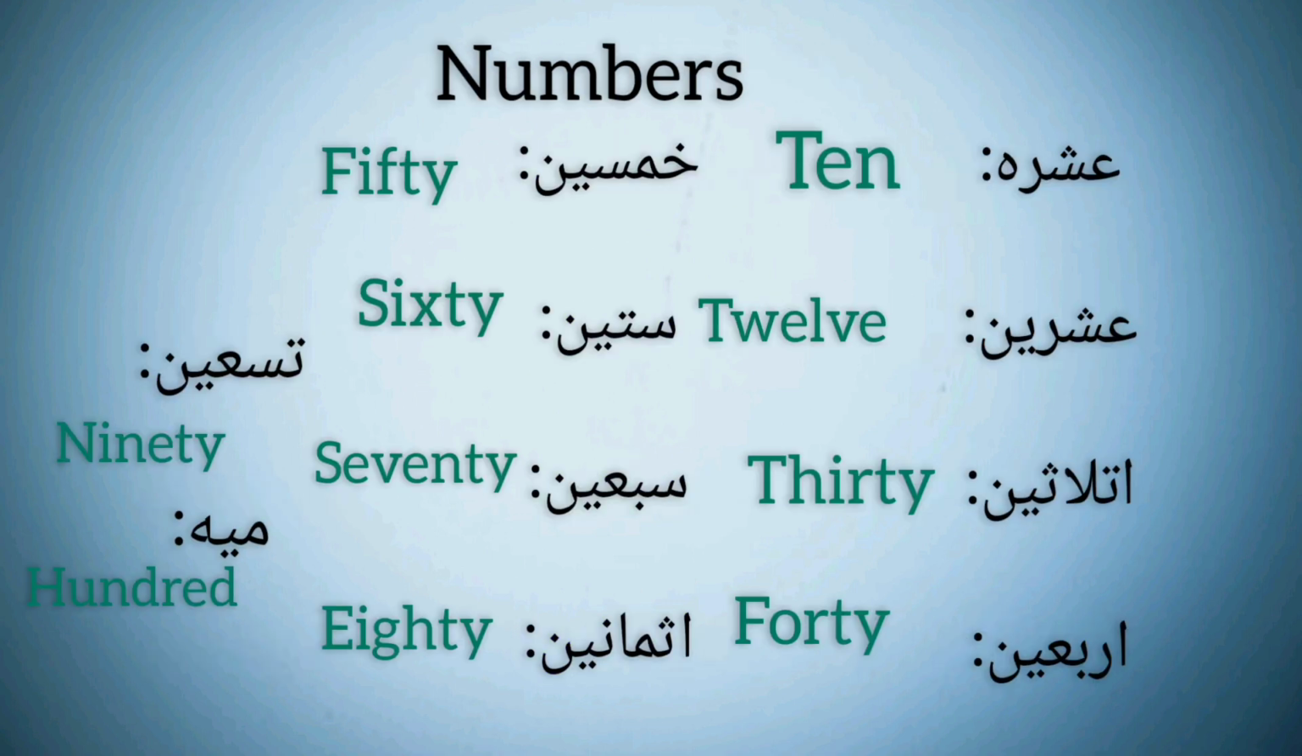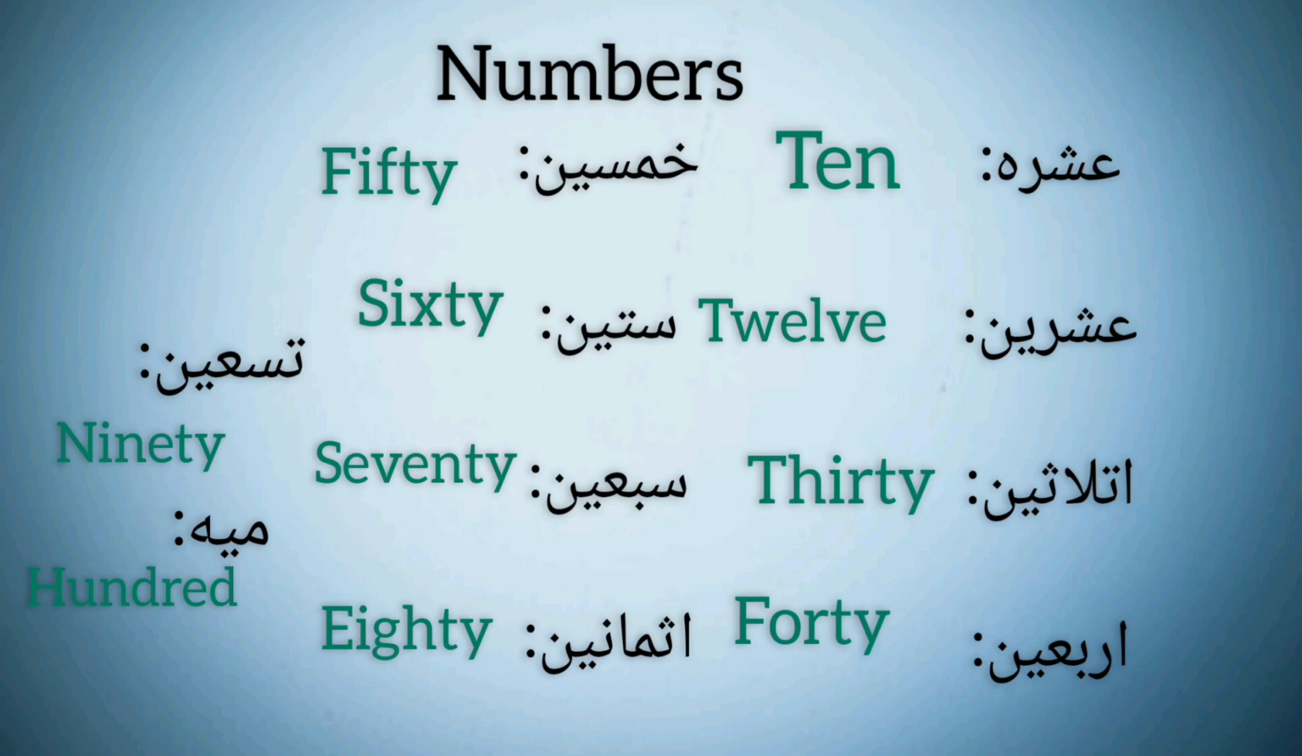Now we have numbers. In previous lessons, we have been taught numbers from 1 to 19, and today we are going to have these numbers. عشرة means 10. عشرين means 20. ثلاثين 30. أربعين 40. خمسين 50. ستين 60. سبعين 70.